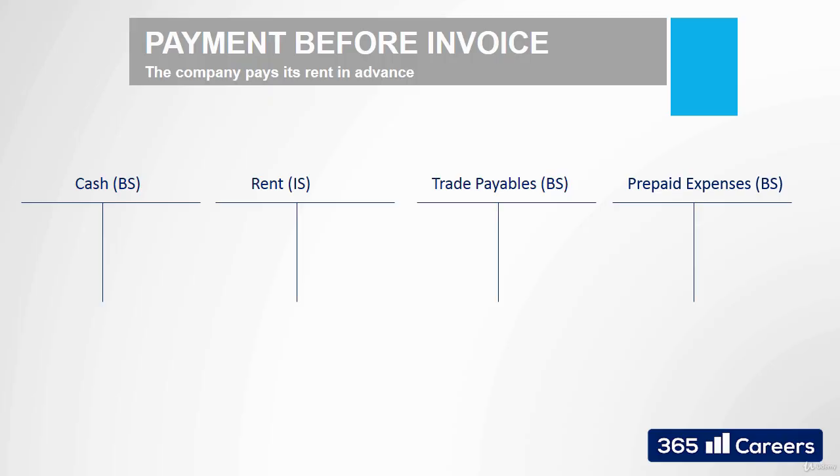So, at first, we'll have cash going out for $1,000 and an increase in prepaid expenses for $1,000. Both of them are assets. We'll have to credit cash because it decreases, and then debit prepaid expenses. Then, when the time comes and we register rent as an expense, we'll credit prepaid expenses for $1,000 and debit rent for the same amount.